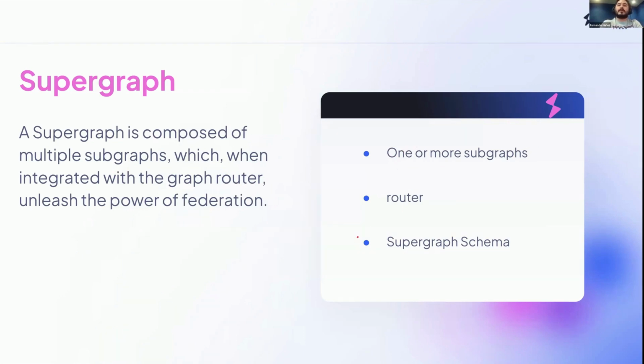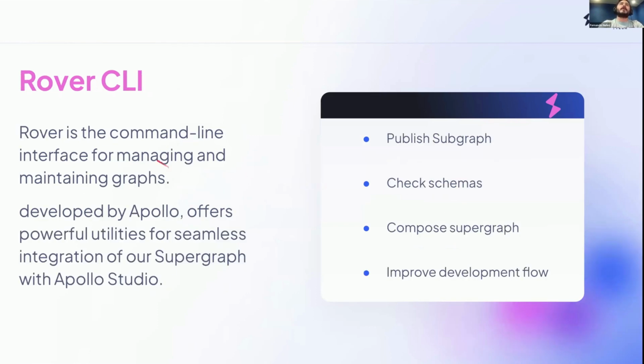The supergraph is basically the supergraph schema. So we have the subgraph schema with additional metadata that will allow the router to know which subgraph needs to make a request in order to get which data and resolve the defined types that we have in the schema.